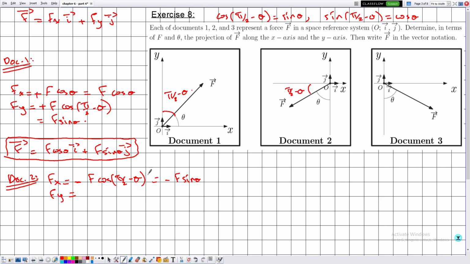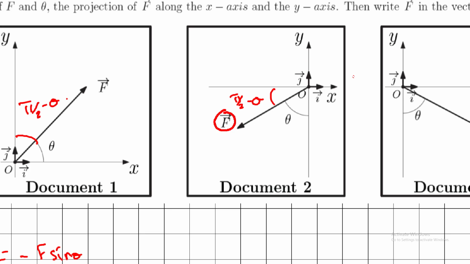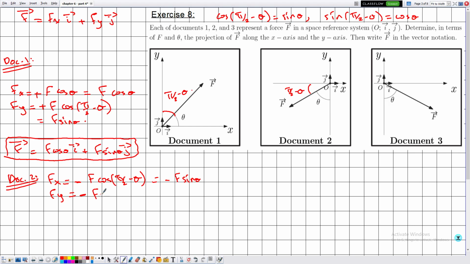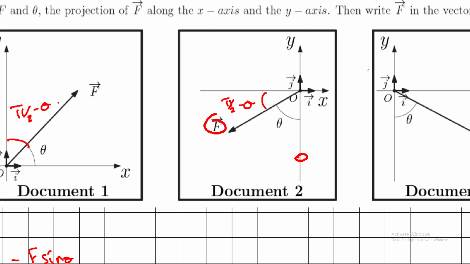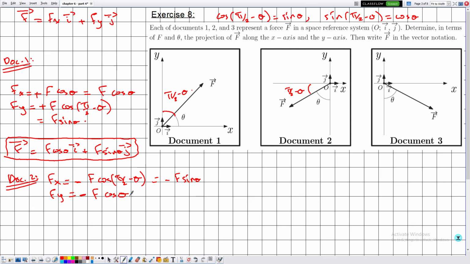Now as for fy, f is pointing in the negative direction of the y-axis, so it's minus, multiplied by its magnitude, which is f, times cosine theta. Theta is the angle between f and the y-axis, because we are projecting along the y. So this is simply minus f cosine theta. Now in the vector notation, f is given by minus f sine theta multiplied by the unit vector i, minus f cosine theta multiplied by the unit vector j, and you can check that the magnitude of f indeed is equal to f. So depending on the angle theta that we define, the vector notation of the force f changes.